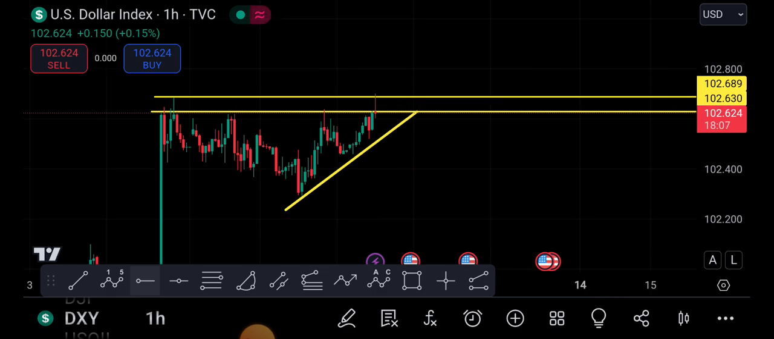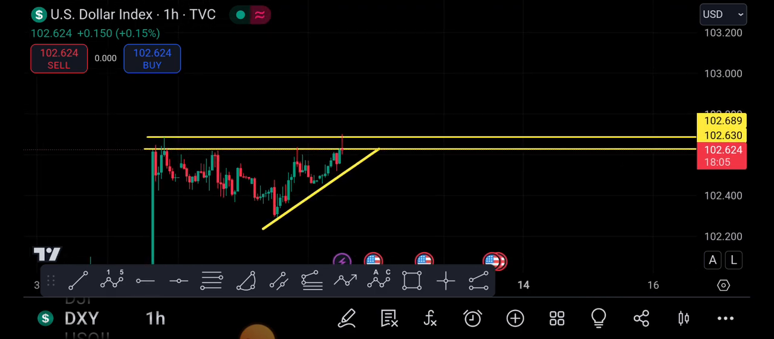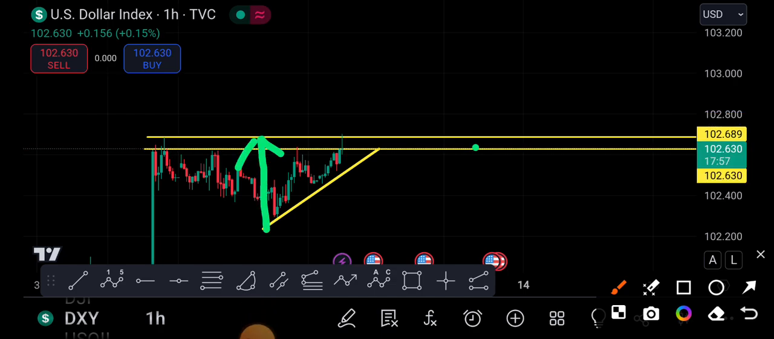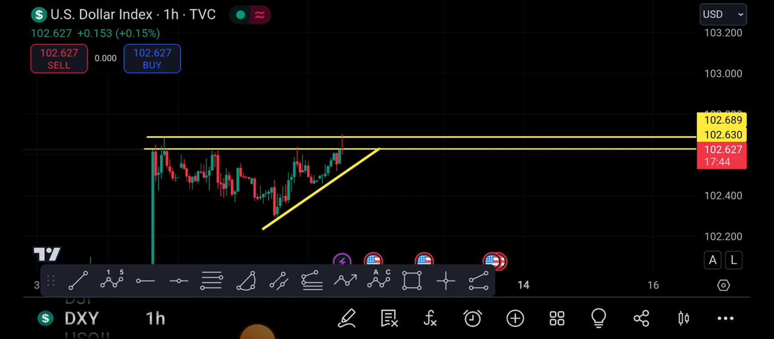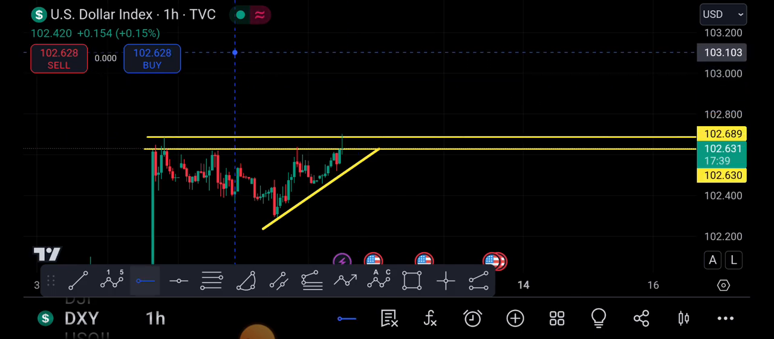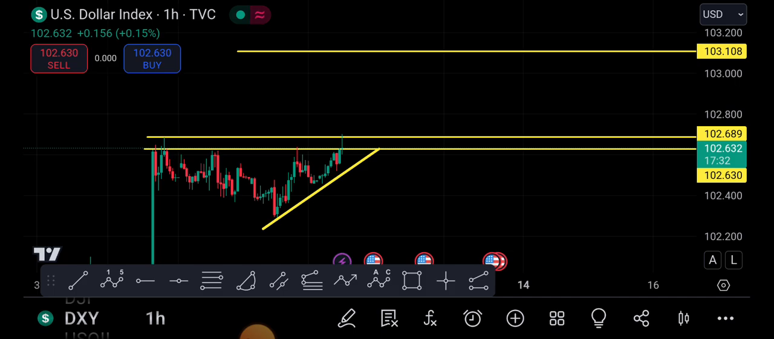On the higher side, the target of this triangular chart pattern, if you see the length of this triangular chart pattern from here to here, is almost around 400 pips. So from here it will give another 400 pips of movement, but for that we need a first hourly closing above 102.689, and after that the first target will be 103.100. This will be the ultimate target. So this is very good for short-term traders, and you will earn handsome money.